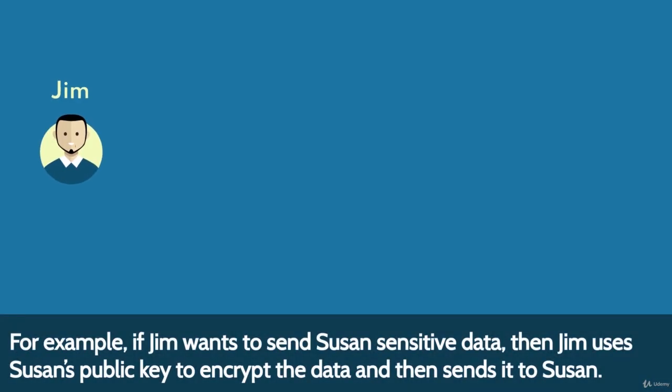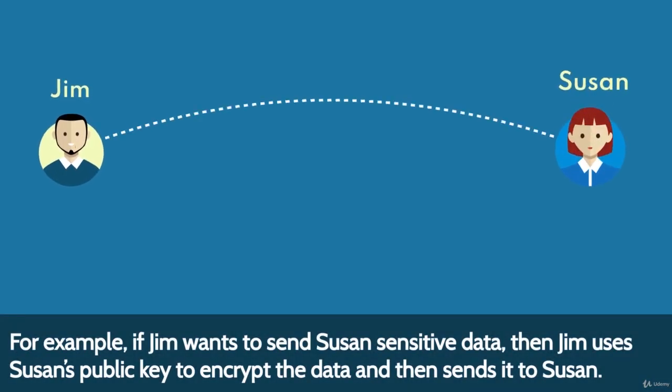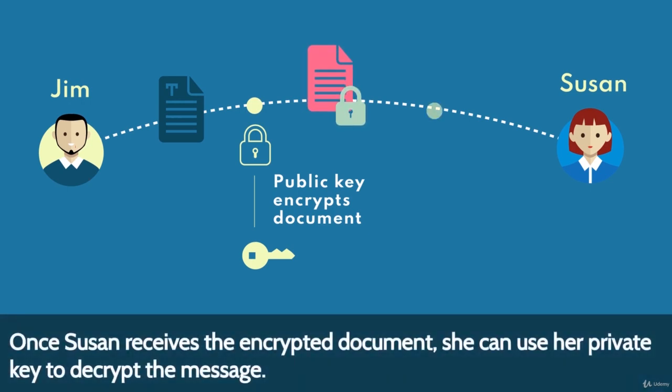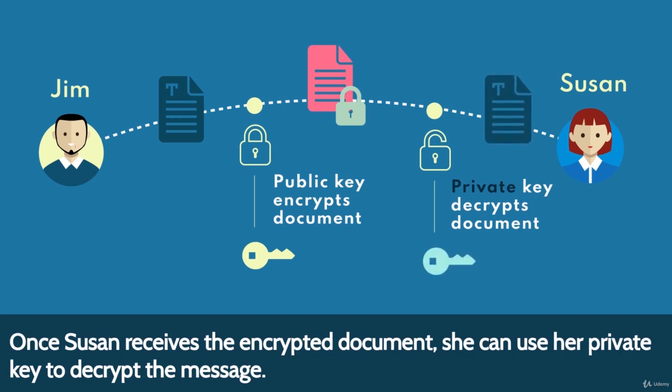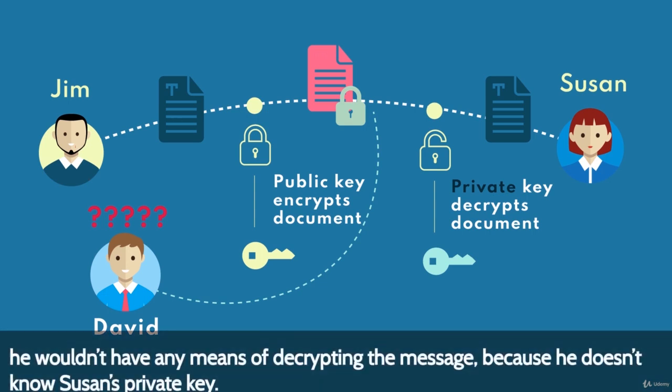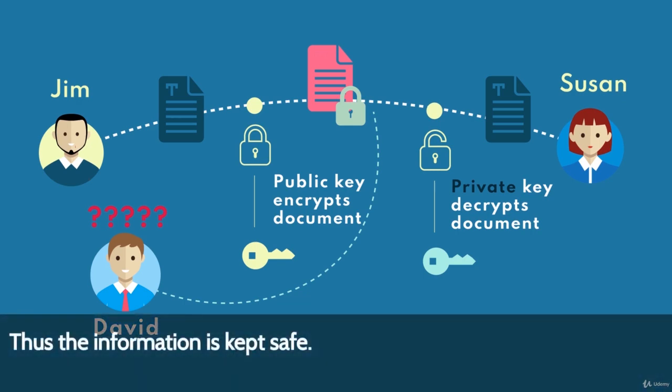For example, if Jim wants to send Susan sensitive data, then Jim uses Susan's public key to encrypt the data, and then sends it to Susan. Once Susan receives the encrypted document, she can use her private key to decrypt the message. If for some reason the message also ends up in the hands of, let's say, David by mistake, he wouldn't have any means of decrypting the message because he doesn't know Susan's private key. Thus, the information is kept safe.